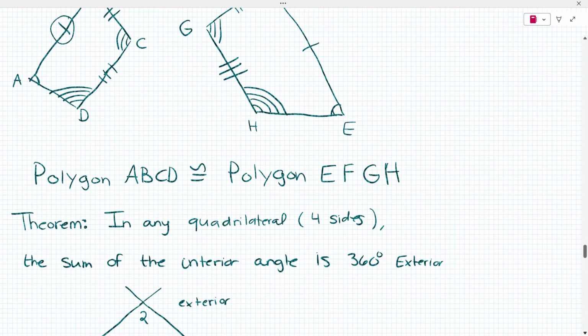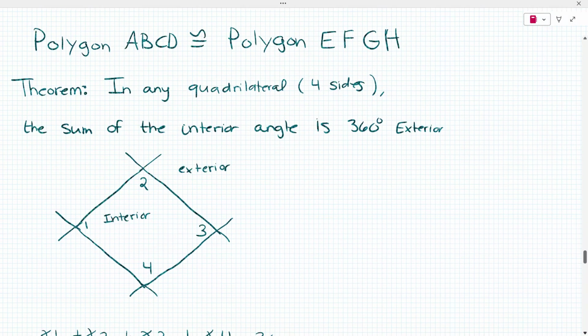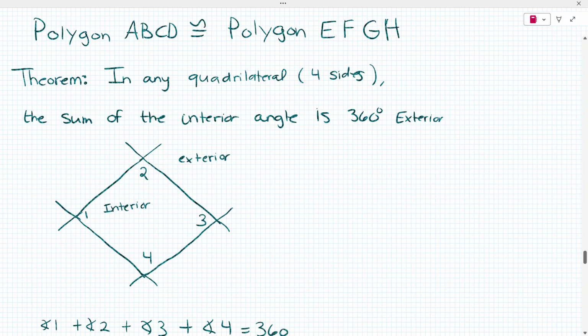Theorem: for any quadrilateral, with four sides, the sum of the interior angles is 360. So this is also important. In a quadrilateral where you only have four sides, the sum of the interior angles is 360. That's going to be very helpful if you want to find missing angles, right? Here's some kind of four-sided polygon, and if you add up all these interior angles, angles 1, 2, 3, 4, they will add up to 360.